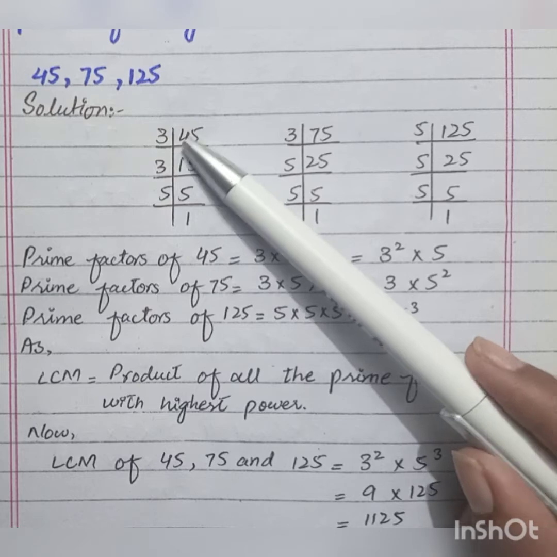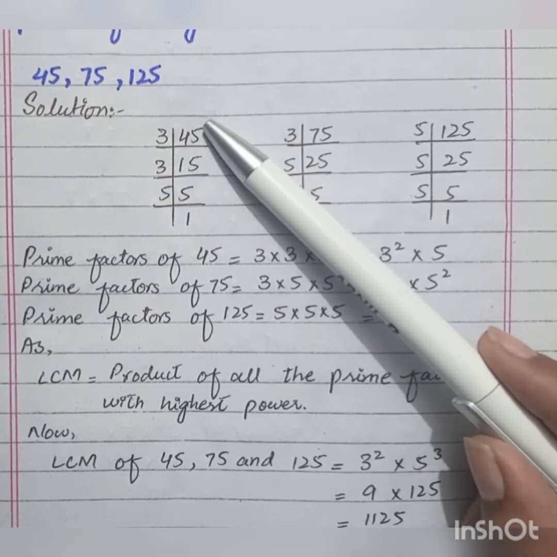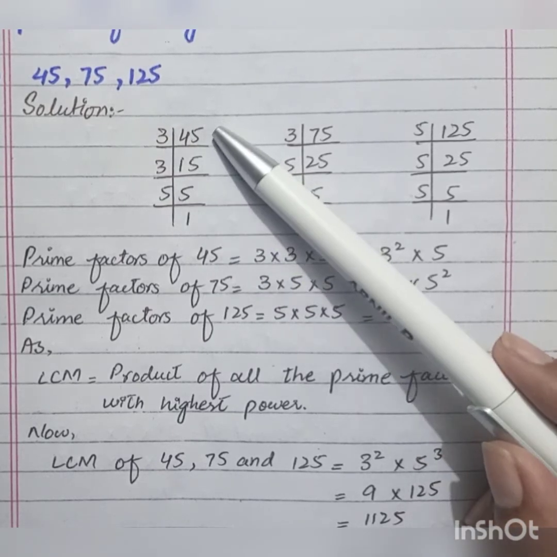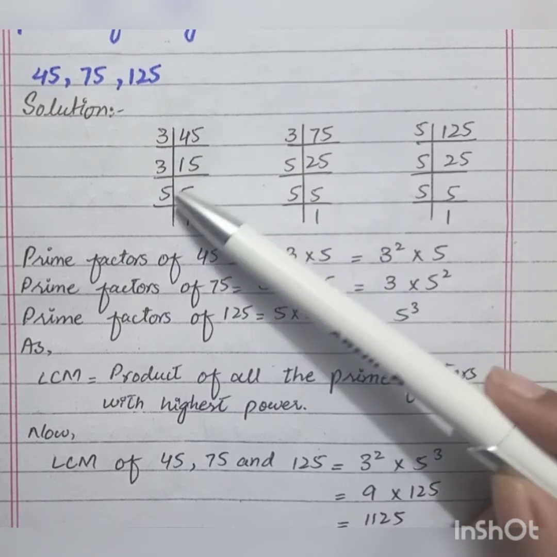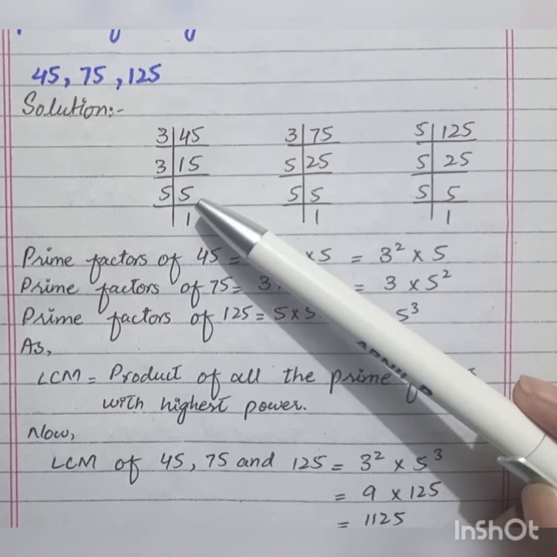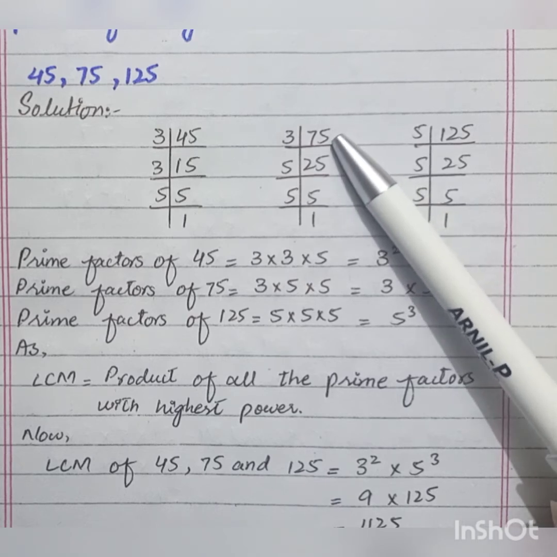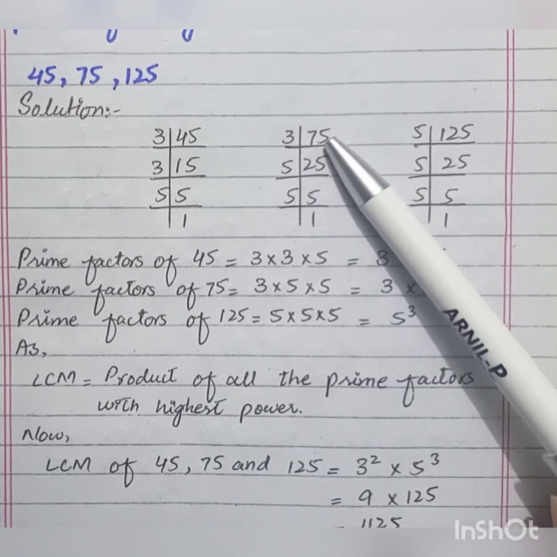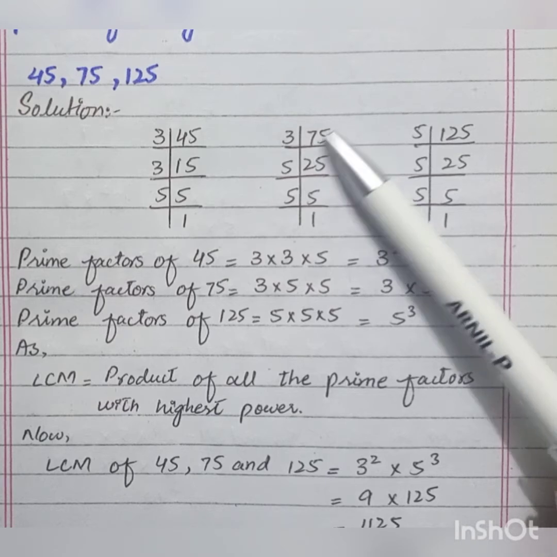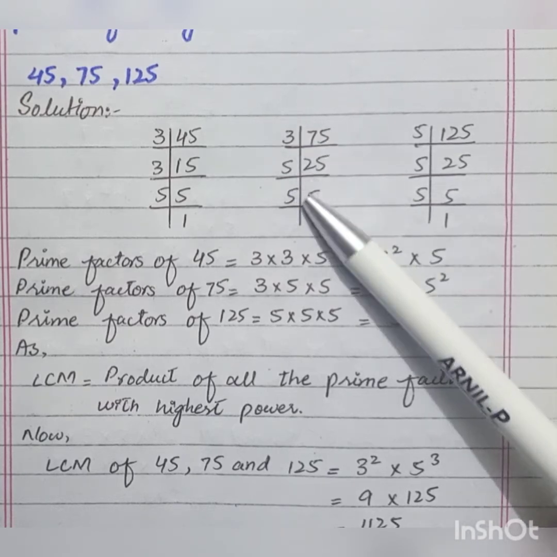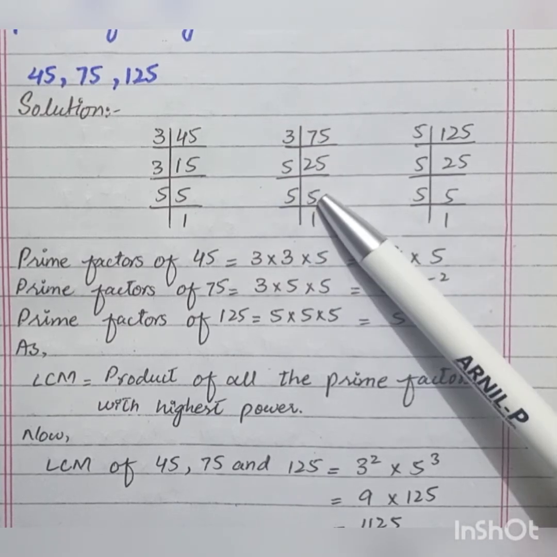3 ones are 3, 1 will be carried here and it would become 15, and 3 fives are 15. Now again 3 fives are 15 and 5 ones are 5. Now the next one is 75. As 75 is an odd number and also divisible by 3, so 3 twos are 6, 1 will be carried here, it would become 15 and 3 fives are 15. Now 5 fives are 25 and 5 ones are 5.